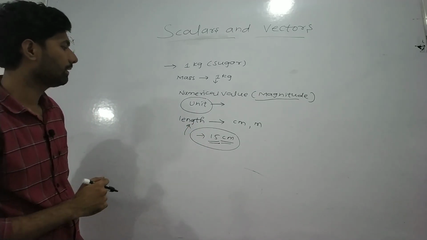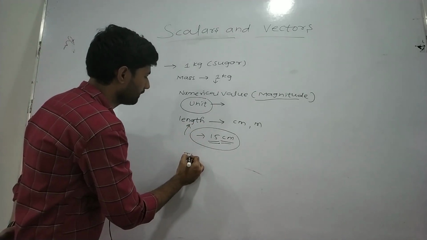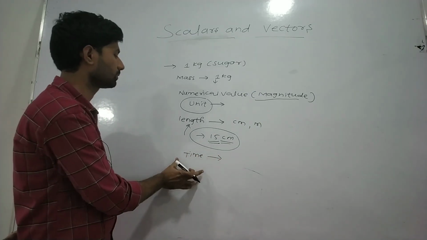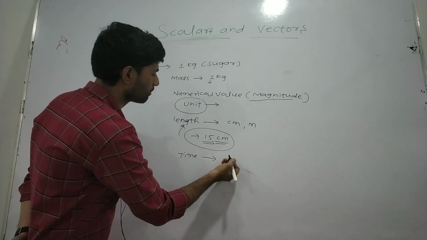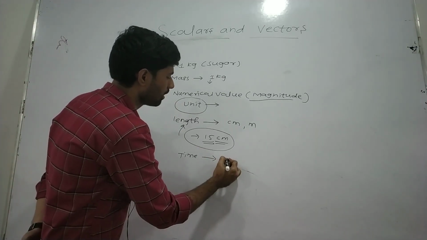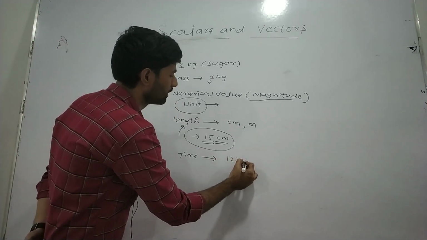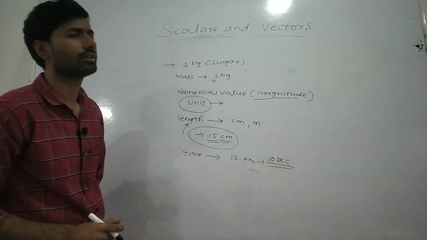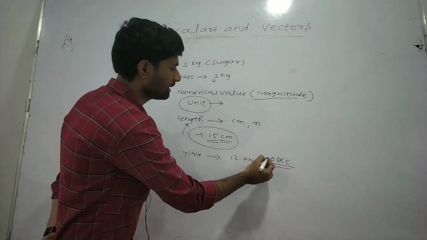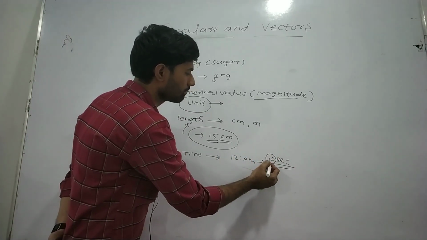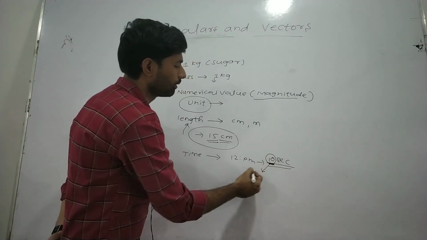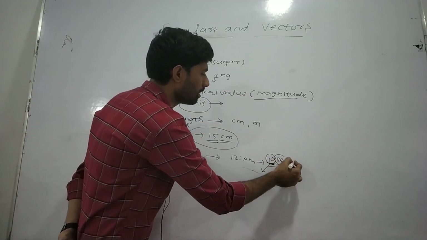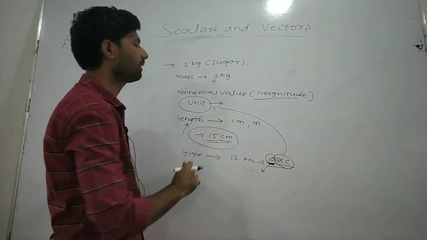Next, another physical quantity is time. Let us suppose you have a watch and you are telling the time, 12 p.m. and 10 seconds. So here we have the time, 10 seconds. Here 10 is the numerical value, otherwise the magnitude, and second is the unit specified for time.